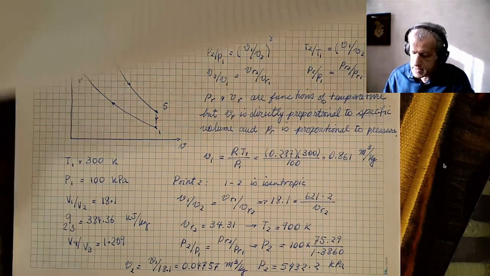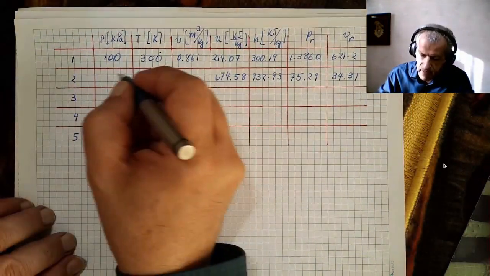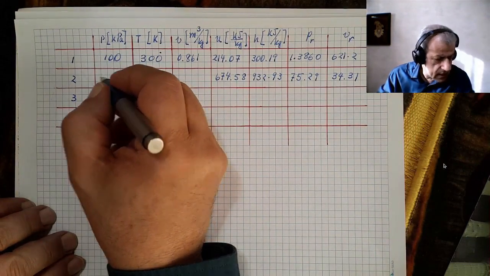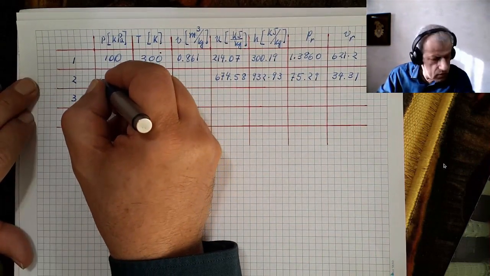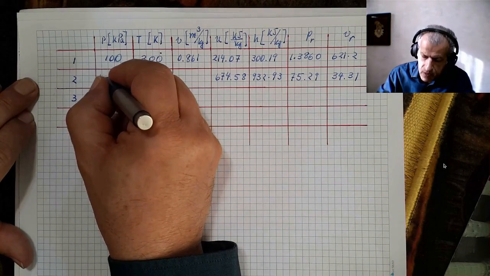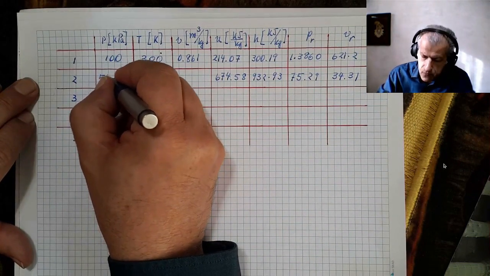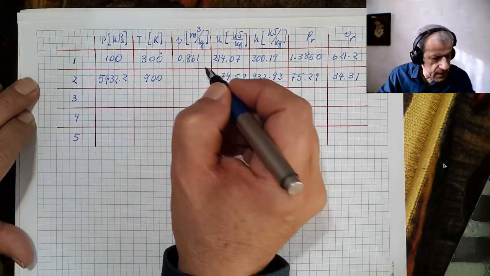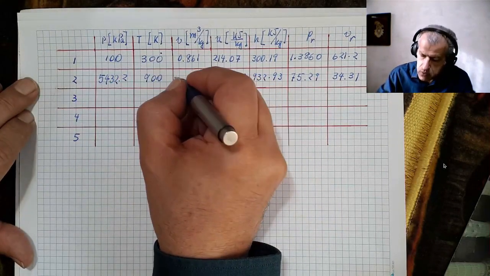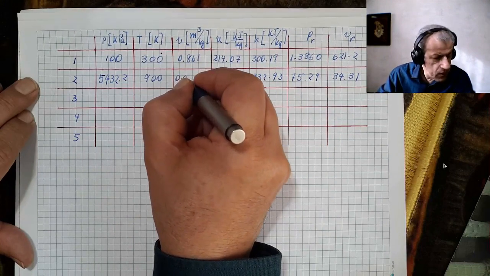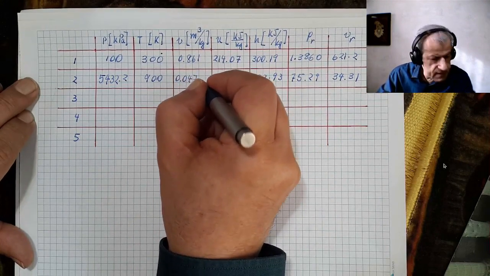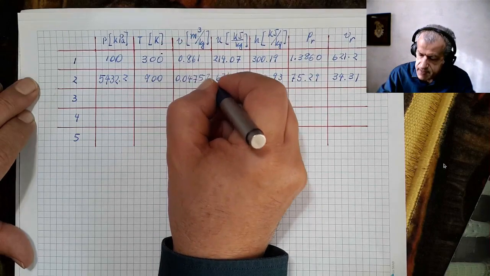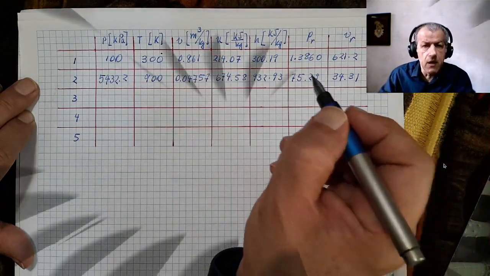And let's just insert these values into the table. So for point 2, pressure is 5432.2 kilopascal, and the specific volume is 0.04757, and we now have a complete knowledge of point 2.